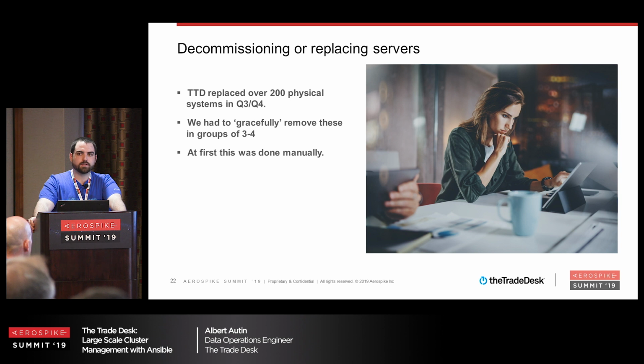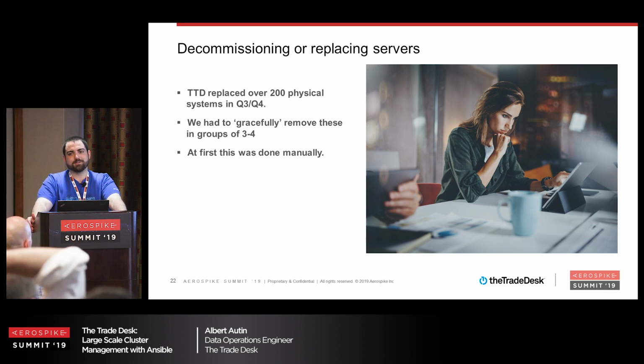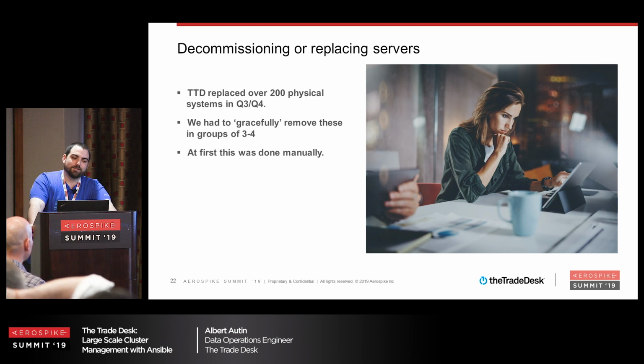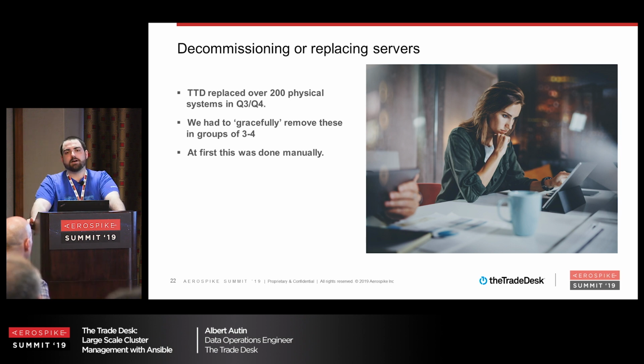The problem was some of our most important clusters were already at over 100 nodes, 115 nodes in one of the clusters. And Aerospike supposedly only scales to 128 nodes for now. I'm not sure if I believe that. But we needed a lot more capacity, and it was recommended that we scale up vertically. So this meant we had to replace over 200 physical systems.